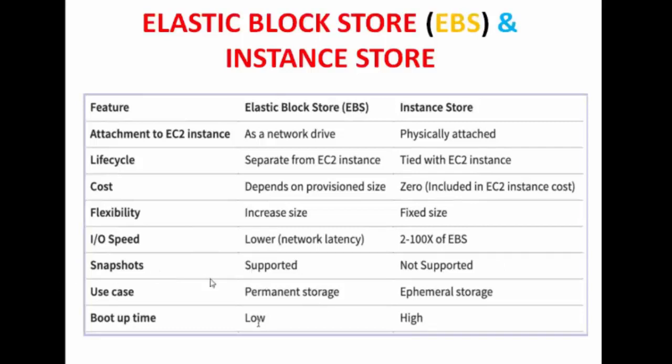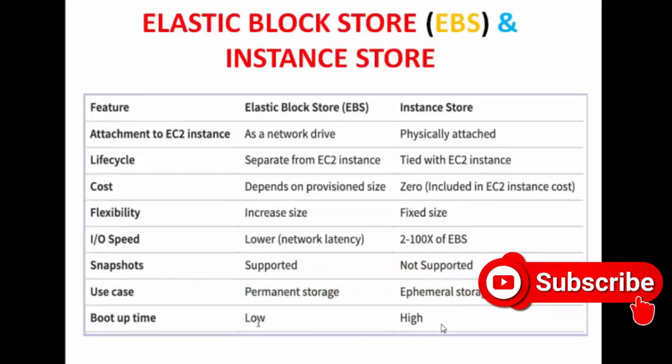Snapshot support: in Elastic Block Store you can take a snapshot, but with the instance store there is no snapshot. It's not supported. Use case: Elastic Block Store is permanent storage, but the instance store is ephemeral storage, which means it's not permanent, it's temporary storage. Boot up time is low for EBS compared to the instance store, which is high.